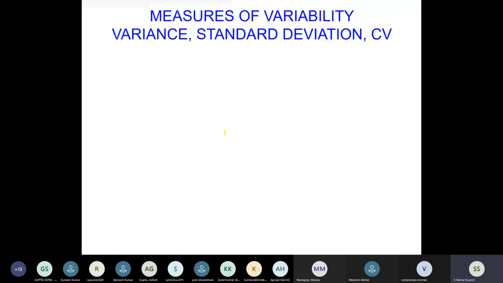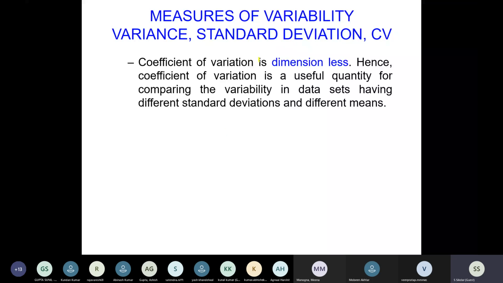So that's what it has been told here, that this coefficient of variation is dimensionless, whereas others are dimensional, either standard deviation or your variance. Hence, the coefficient of variation is a very useful quantity for comparing the variability in data sets having different standard deviations and different means. As I said, it is only a matter of convenience. If you see that you can represent them easily, you always try to look for that.